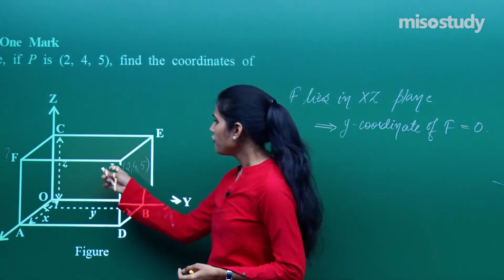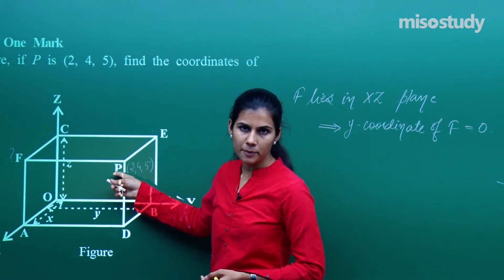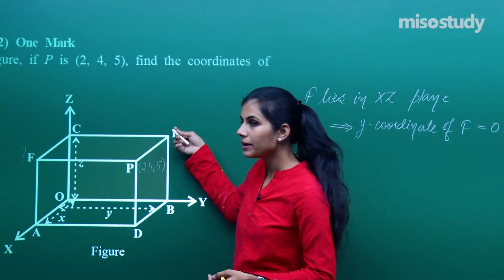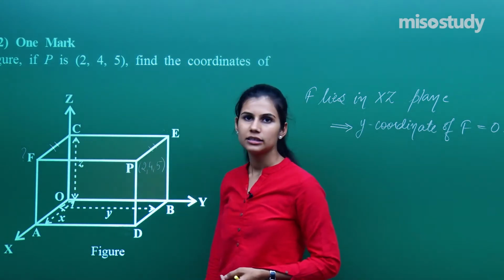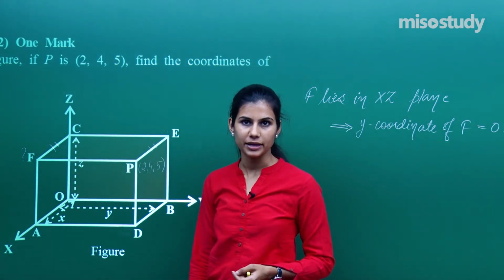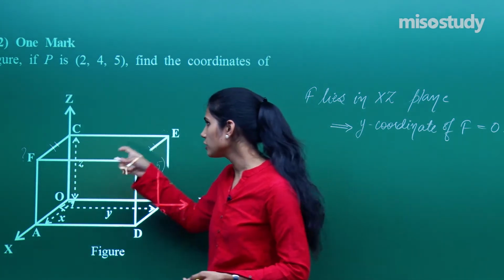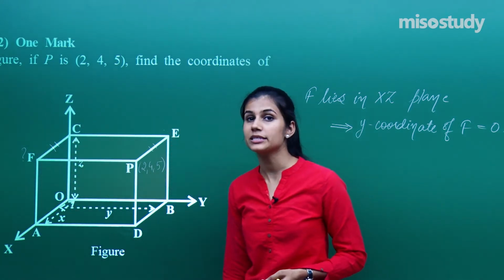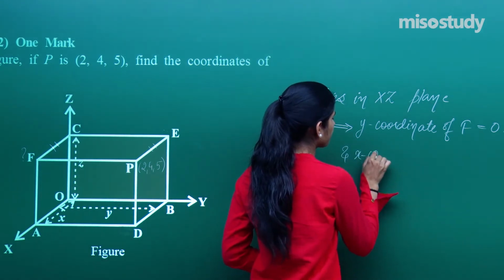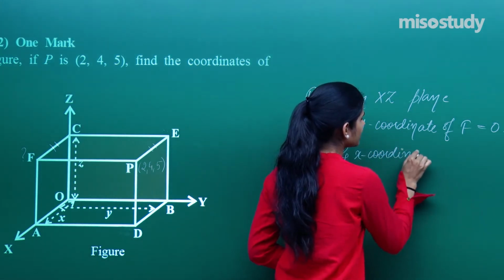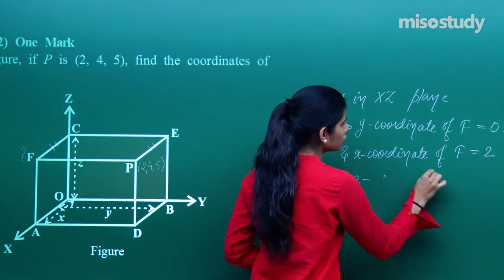As I was telling you, F and P are lying on a straight line and therefore, whatever is the length of the perpendicular drawn from P onto the YZ plane, same would be the length of the perpendicular drawn from F onto the YZ plane, isn't it? That means the x coordinate of F and P will be the same. So, x coordinate of F will be 2.